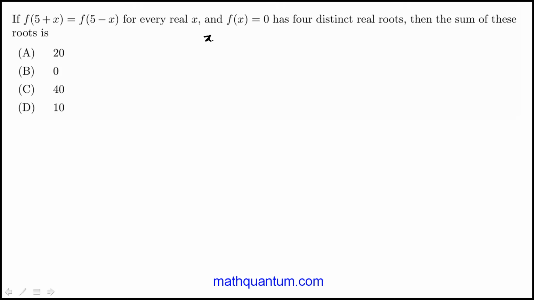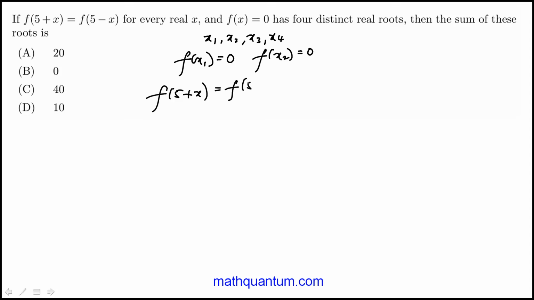This is a hard question, and let's say the four roots are x1, x2, x3, and x4, then our condition is f of x1 is 0, and so on for these values. Now, this condition that we're given is true for all values of x, which means that if I were to substitute it with x1, this will also be true.